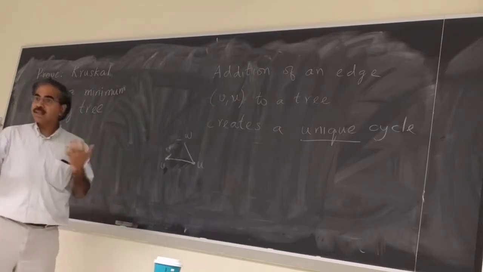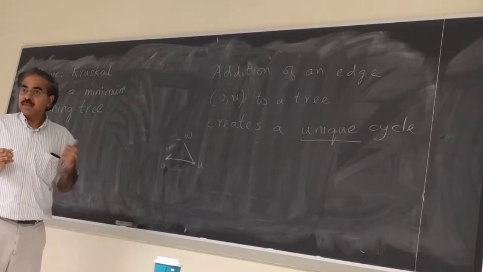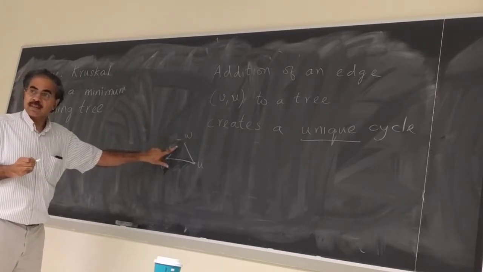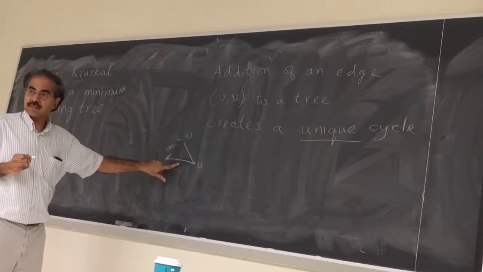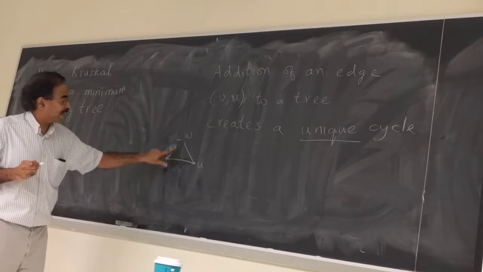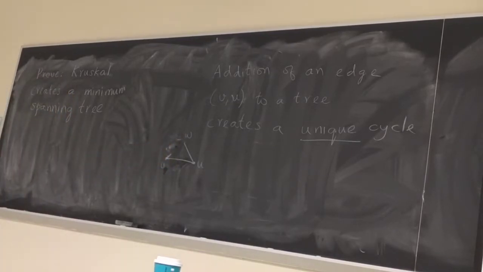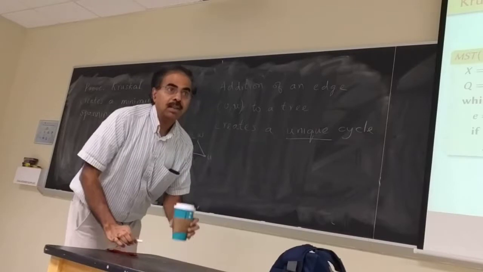Now, the intuition is that because Kruskal is always adding the edges in terms of increasing cost, if it didn't add this, that means the cost of this should have been higher than the cost of this. Therefore, when I add this edge and break this edge, my overall cost should have become less, right? So this is the crux of the argument as to why Kruskal generates an optimal tree.